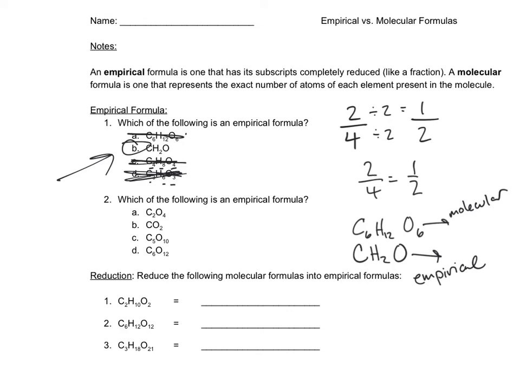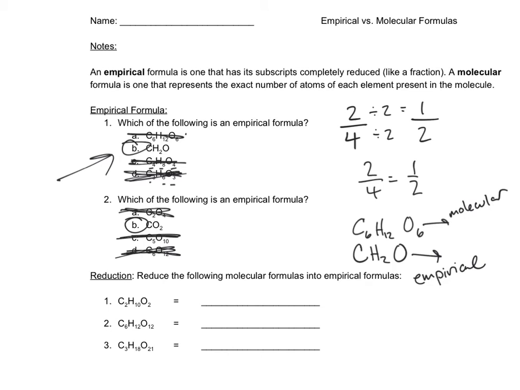Go ahead and try to do number 2 on your own. Pause the video, play it again when you think you know the answer. All right, and the answer here is CO2 because it is the only one of those 4 that is reduced. A has both subscripts divisible by 2, C has both subscripts divisible by 5, and D has both subscripts divisible by 6. So the answer has to be B.